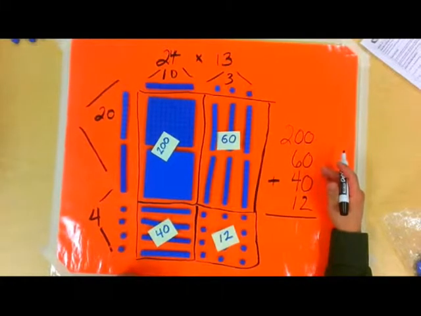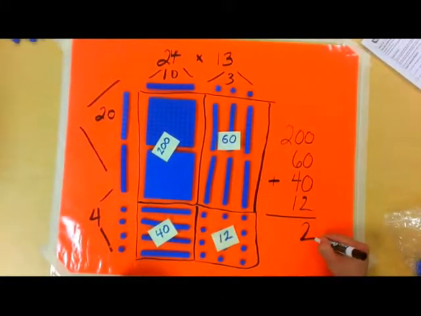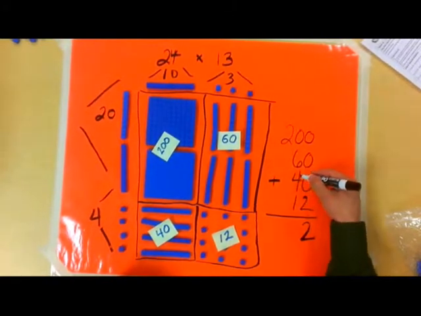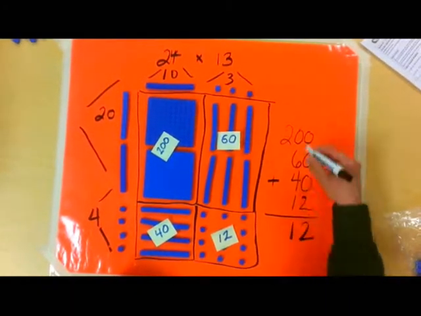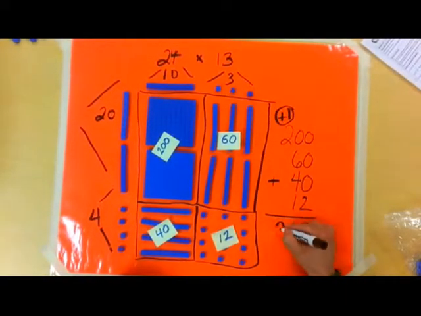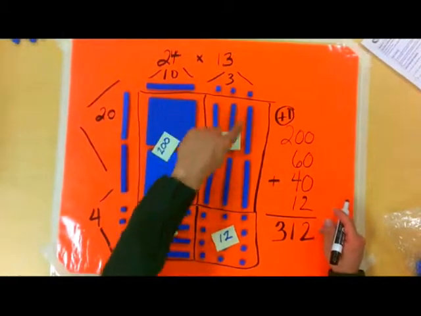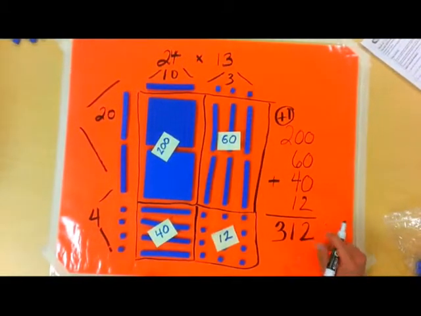And all these partial products should give us our product. Now we add them together. 2 plus 0, 2. 1 plus 4 is 5. Plus 6 is 11. You regroup your 1. 2 plus 1 is 3. Now our total here of multiplying 24 times 13 would be 312.